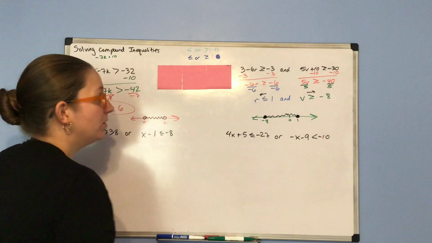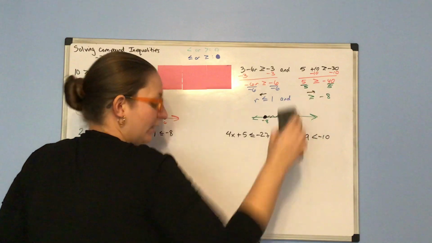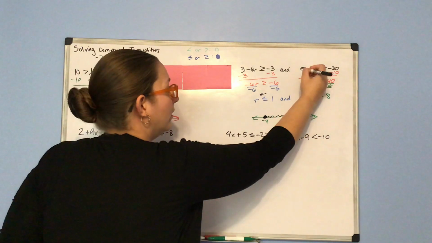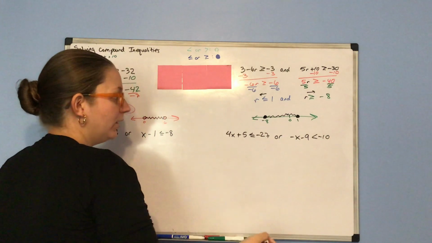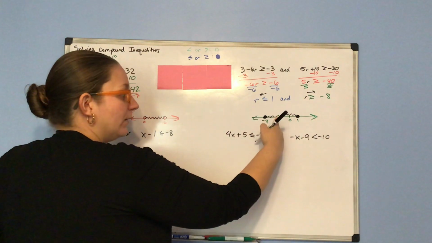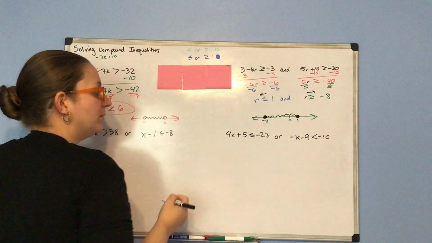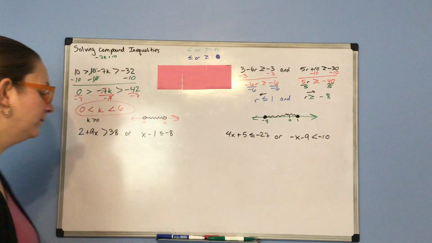I just realized I wrote two different variables because I couldn't read my own handwriting. They should both be the same variable. I'm going to call them both R. Sorry if that was confusing for you. So our R value is less than 1, but bigger than negative 8. Everything that meets that is in that middle portion. Negative 8 and 1 are included because of the equal to's.